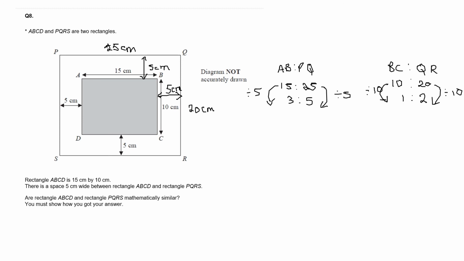And then I'm going to scale up my ratio BC to QR so that the left-hand side of this ratio is going to match the left-hand side of my other ratio. So I'm going to multiply by 3 so that the first part of my ratio is 3, and multiply the other side by 3 so that I've got 6. So ABCD and PQRS are not mathematically similar, because the ratios of their corresponding sides are not equal.